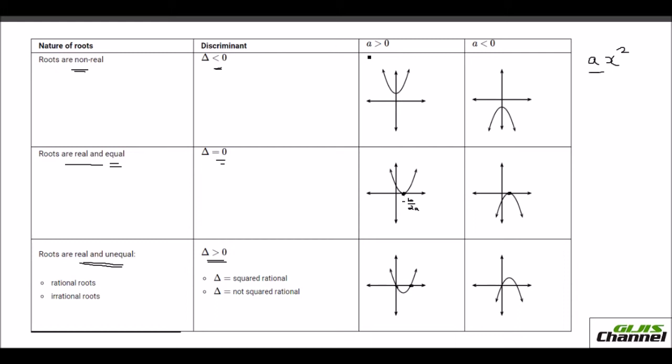And again, if the a is greater than 0, it would face upwards, and when the a is less than 0, when the coefficient of x square is negative, it would face downwards. But still you have two distinct answers, two distinct places where it touches the x-axis. I hope you are very much clear about the roots, right? How it comes, when the discriminant is equal to 0, less than 0 or greater than 0. So these are the natures of the roots.